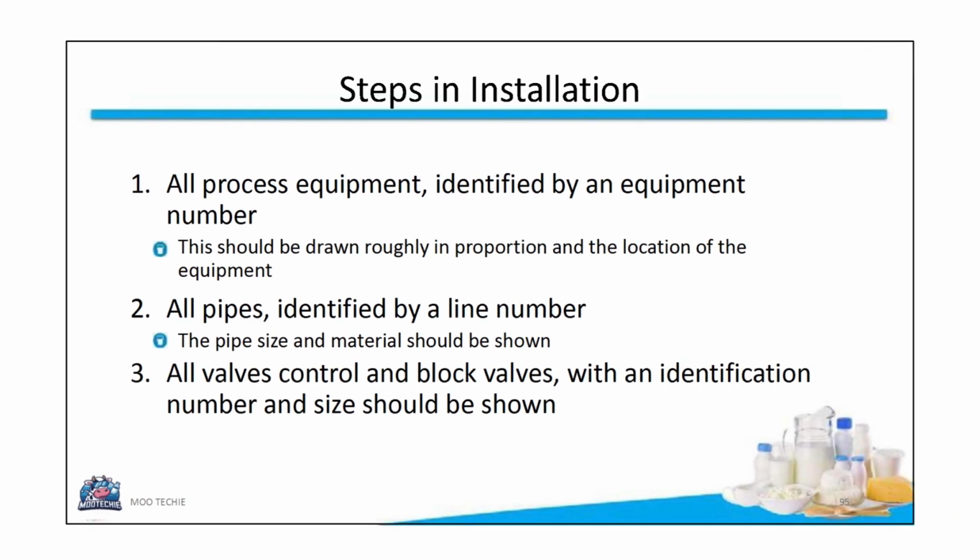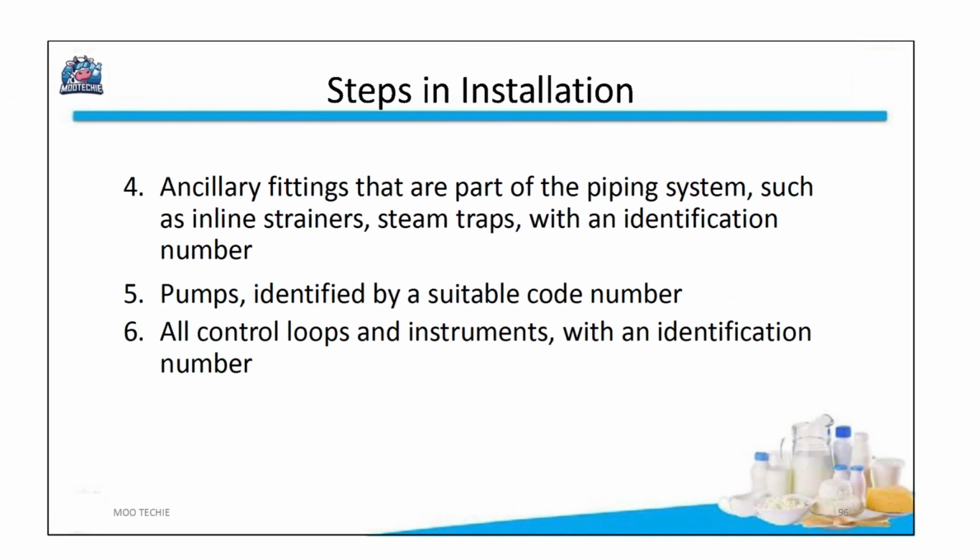Step 1 is that all process equipment must be identified by a unique equipment number. This equipment should be drawn on the plan roughly in proportion, showing its correct location. Step 2 is that all pipes must be identified by a line number. The pipe size and the material it is made from should also be shown. Step 3 is that all valves, including both control and block valves, must be shown with an identification number and their size. Next, we explore the remaining installation steps.